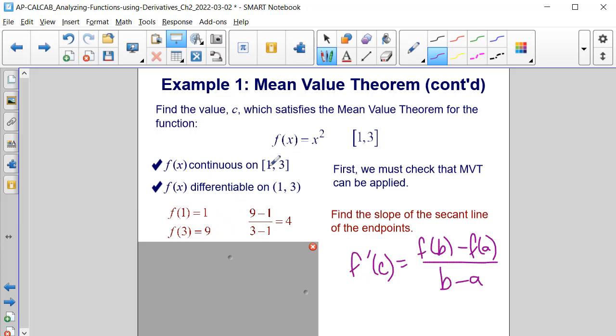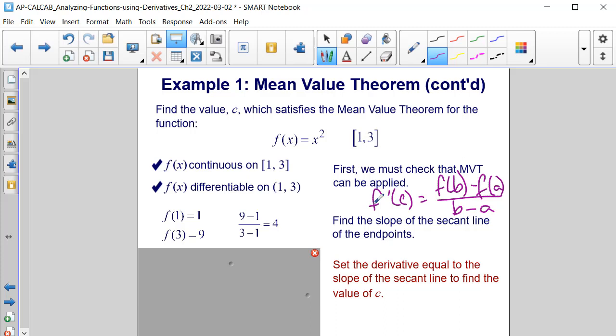Well, 3 squared is 9, 1 squared is 1. So we have 9 minus 1 over 3 minus 1. So we'll have 8 divided by 2, which is equal to 4. So again, we took care of what the right-hand side of the equation is going to be. The next thing that we have to do is determine what the derivative is. Well, the derivative of x squared is going to be 2x.